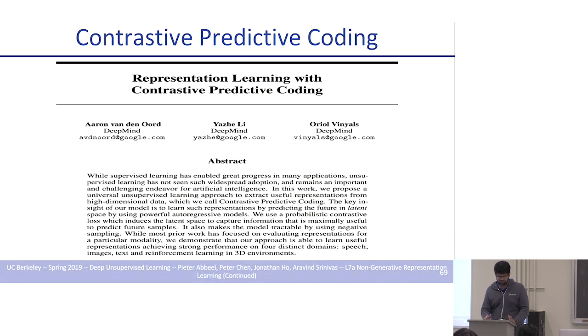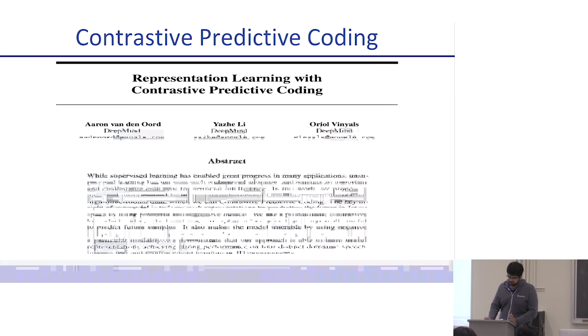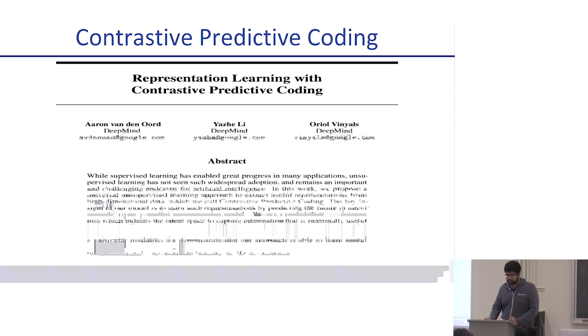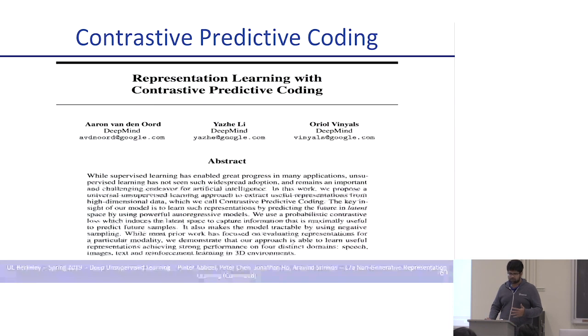Okay, so the next thing that we're going to see is contrastive predictive coding, or CPC, from DeepMind. All the ideas that we've discussed with Word2Vec are just going to come back again.